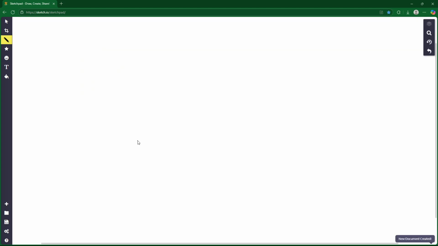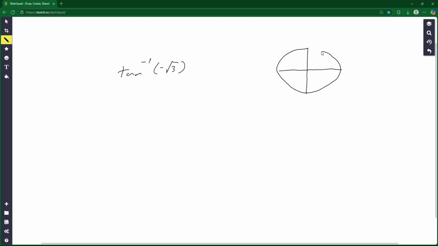Let's go ahead and do one more, for tangent. Let's do inverse tangent of negative root 3. So what makes negative root 3? Well, if we look at our unit circle, cosine is positive here. All of them are positive in here. Sine is positive in here, and tangent is positive in here.